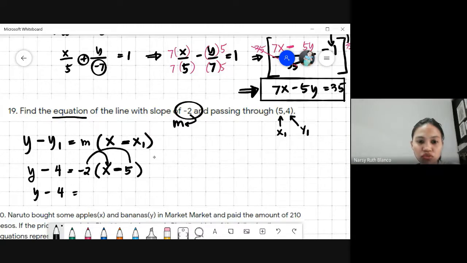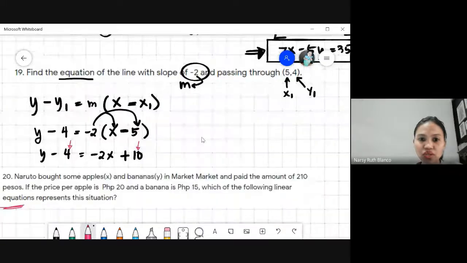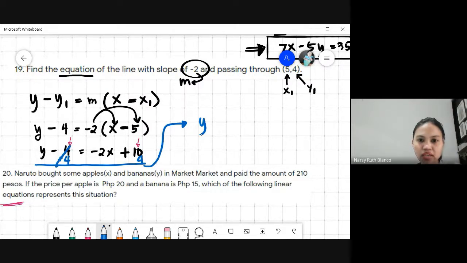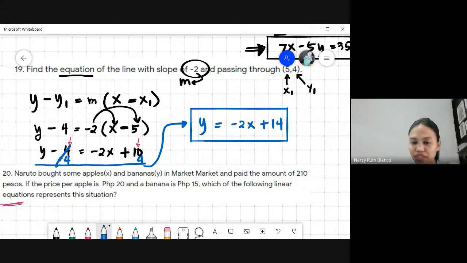Distribute negative 2. So, you would get negative 2x. Negative times negative would be positive. It's positive 10. And we can combine etong si 4 natin tsaka si 10 kasi pareha silang integers. So, let's get rid of 4 para naka-slope intercept form tayo. We add its opposite. So, plus 4. Plus 4. Doon ko tinapat kay 10. Dito ko na ilalagay ang final equation. We get y is equal to negative 2x. 10 plus 4 is 14. So, ito yung equation na hanapin nyo sa choices. Kasi find the equation eh. Ito na yung equation na yun.